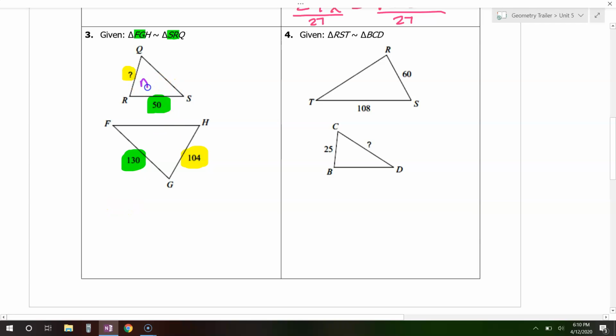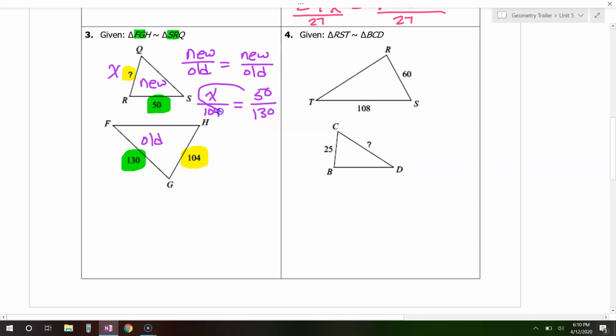I'm going to call this one new and this one old. So I can set up my proportion in the form new over old equals new over old. Let's start with the yellows. If I do new over old, and I'm going to call this x instead of the question mark, that's going to be x over 104. Now I'm going to do new over old with the greens, and that'll be 50 over 130.